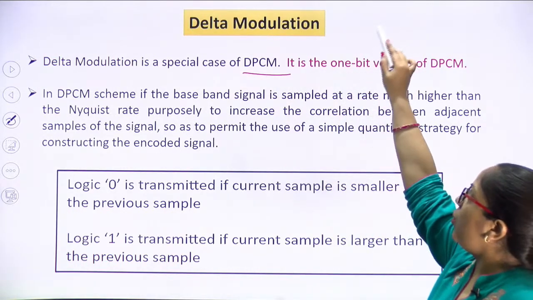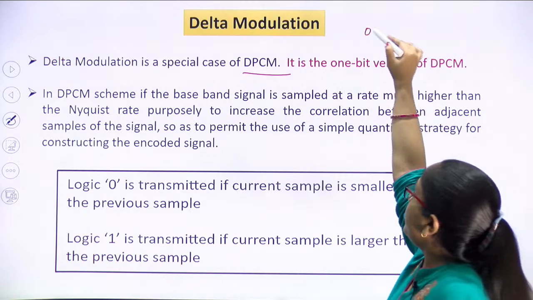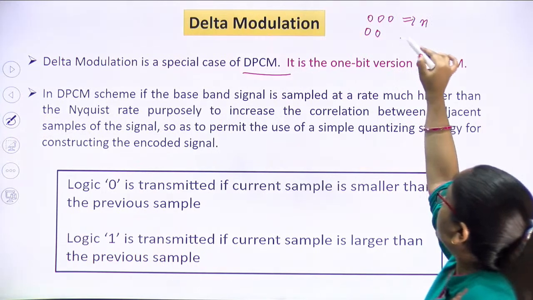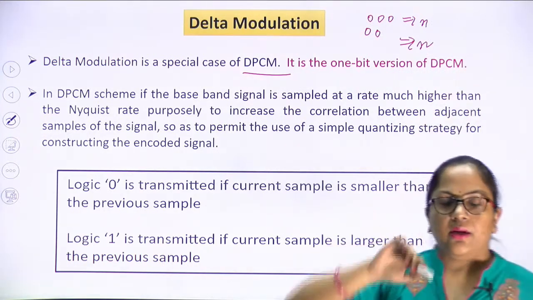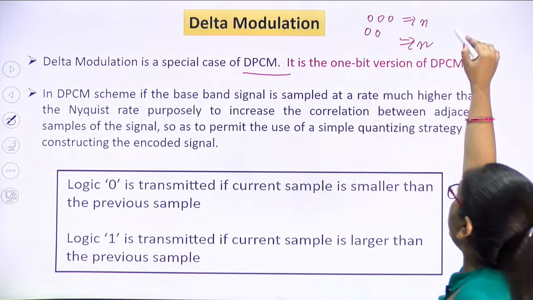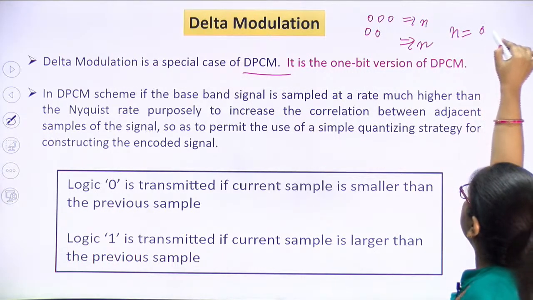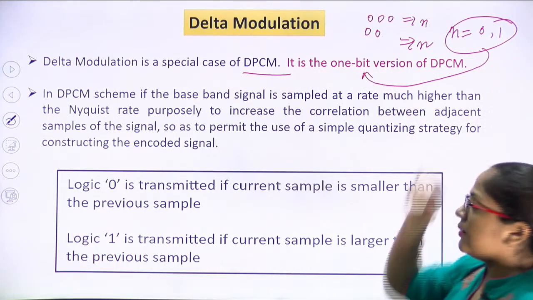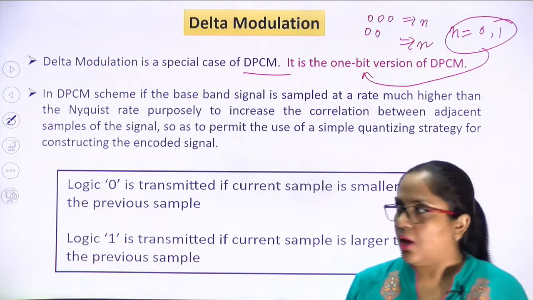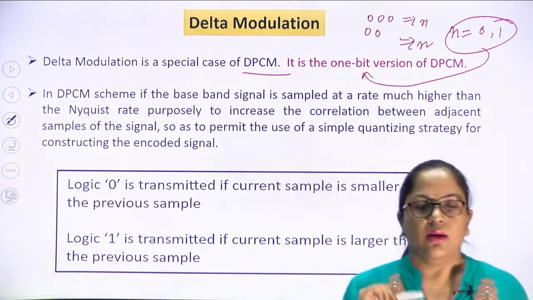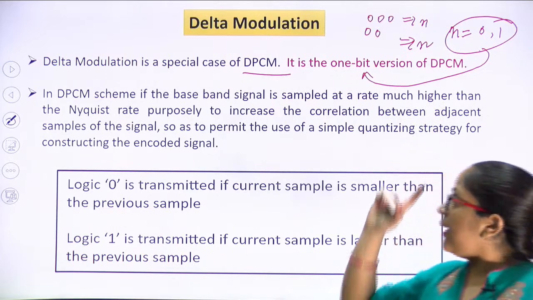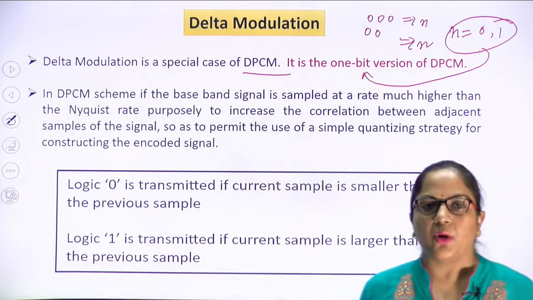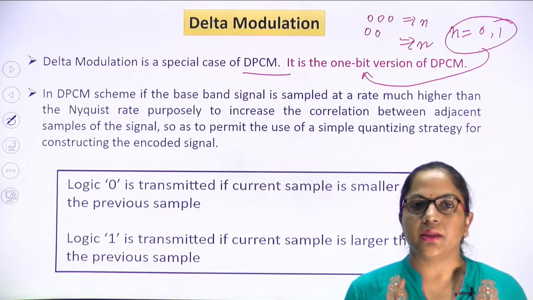That means there will be no combination of bits like in the previous case 00 or 000, depending upon the number of bits we are using. Here we will transmit only one bit at a time. The value of n in case of delta modulation is only 1 bit at a time. How can we transmit our analog signal by encoding it with only 1 bit? Let us understand. So let us first discuss what delta modulation is and how we can assign only 1 bit to each sample.